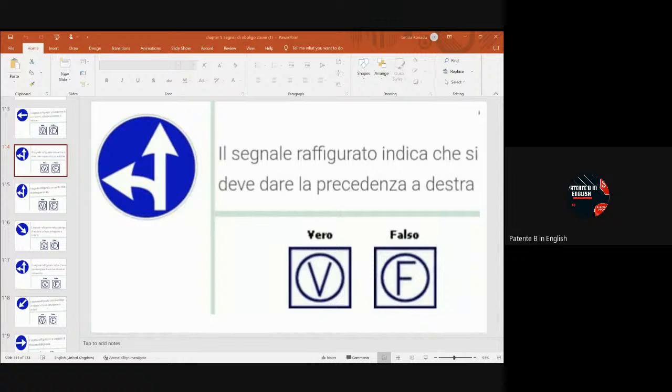But this signal tells you that at the junction, you are obliged either to go straight or to turn to your left, and that's all.